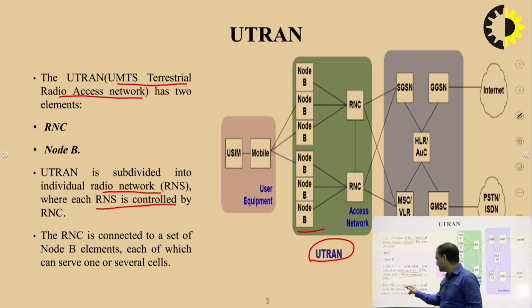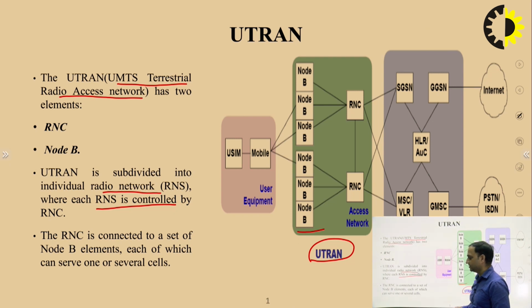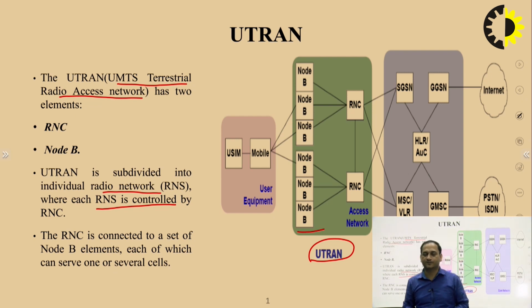So here the RNC is connected to a set of node B elements, each of which can serve one or more several cells. So in the cellular system, all the node Bs are deployed. It may be pico cells, or femto cells, macro cells, micro cells. It depends on the geographical area and the geographical conditions. It may be a rural area, it may be an urban area. So based on the environment, the deployment of the node Bs is different.